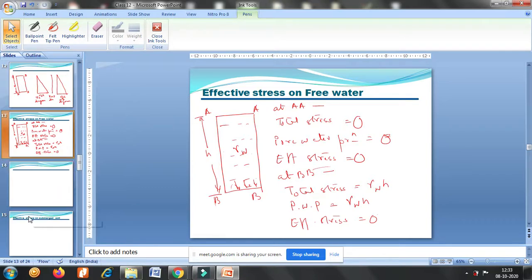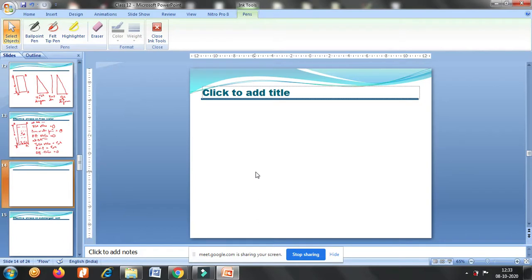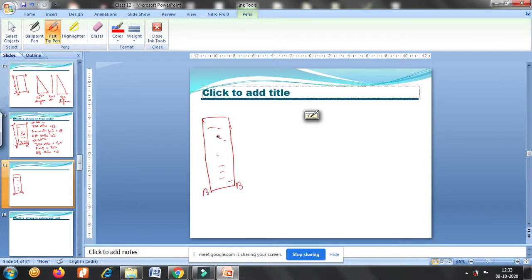Okay. Let me draw the diagram. Then I will go to the next one, then you can understand. It is water only, and this is point BB, this is point AA. So the total stress at the point AA is 0. At the point BB there is some amount of total stress, and this one is gamma W into H. So this is the total stress diagram.